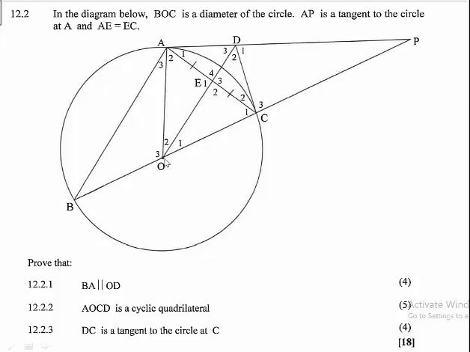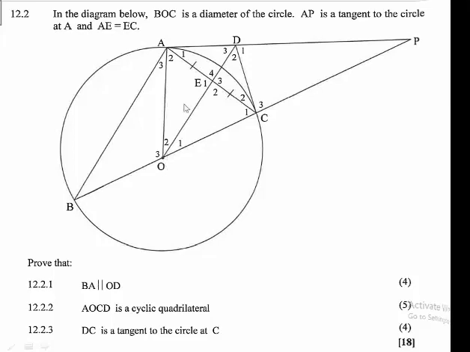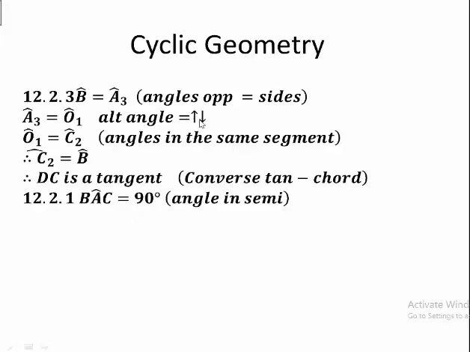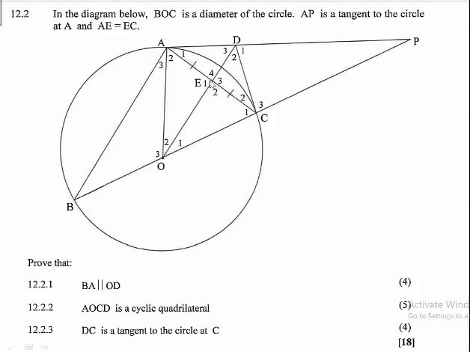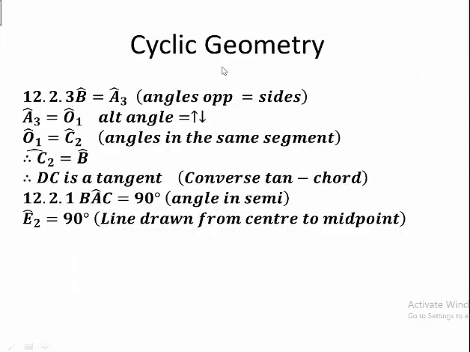Then we have another thing that we have to look at, which is OD. We have the angle in the semicircle right there with BAC. Now we look at E2 equals 90 degrees. Why is E2 equal to 90 degrees? The line drawn from the center to the midpoint. So this chord is bisected by this line that is drawn from the center. Therefore, it's already 4 marks. Therefore, BAC is equal to E2.